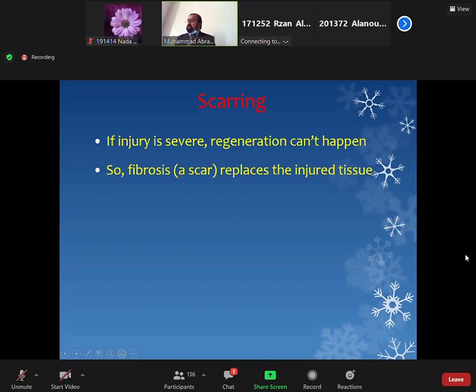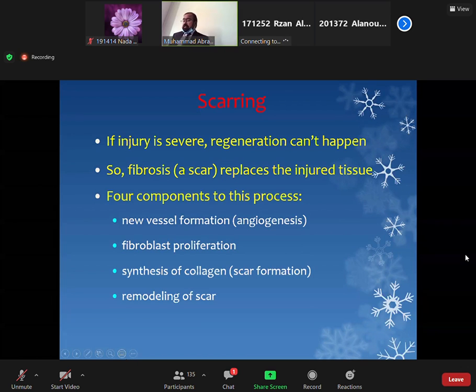So fibrosis replaces the injured tissue, which we usually see in cardiac muscle because they are permanent cells, and we cannot regenerate the cardiac muscles. So four components are in this process. Newly formed blood vessels, or this is called angiogenesis. Number one, fibroblastic proliferation, synthesis of collagen, which forms the scar, and remodeling of the scar.